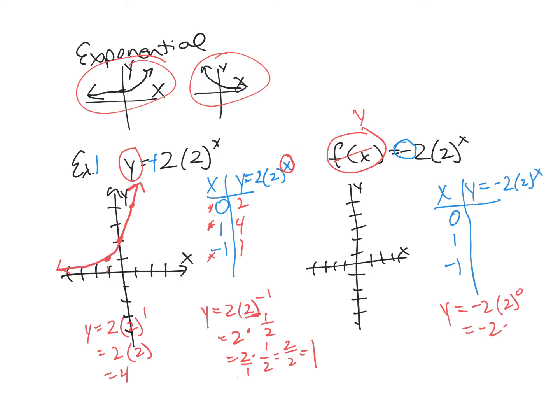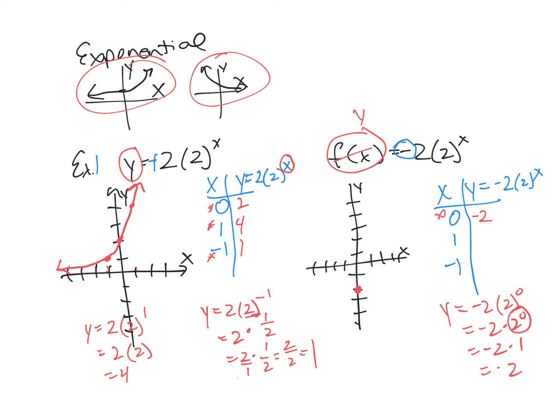Remember, that's negative 2 times 2 to the power of 0. So only this right here is 1. So negative 2 times 1, so negative 2. So 0, negative 2. Oh, that means it's going to flip across that x-axis.